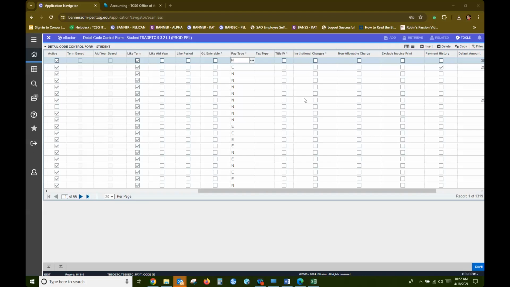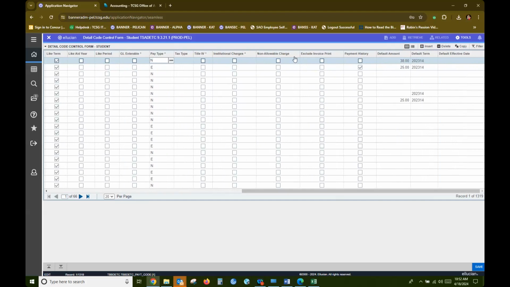So institutional charge, if checked, will automatically come out of your TIV payments. If it's not checked, then the student has to have a TIV authorization in order for that to apply. Non-allowable charge, exclude an invoice print and payment history, we don't use because, again, those are used with Banner Finance and other options that we don't have.